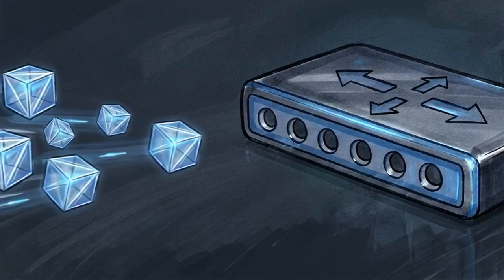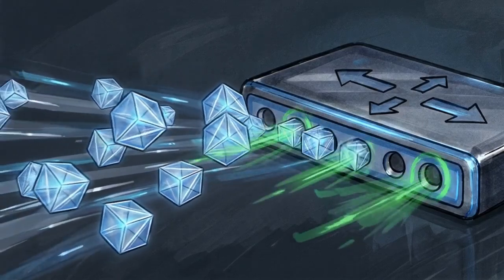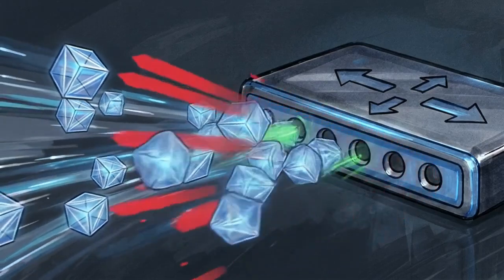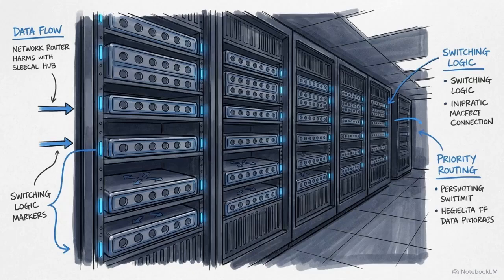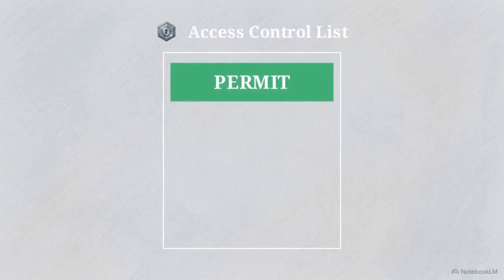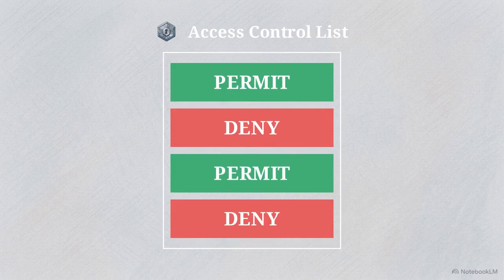Every second, a standard enterprise router must evaluate millions of packets, instantly deciding which traffic routes through to its destination and which traffic is dropped. To manage this massive volume of data, Cisco devices rely on access control lists, or ACLs. These are highly structured lists of rules built entirely on strict permit or deny statements.